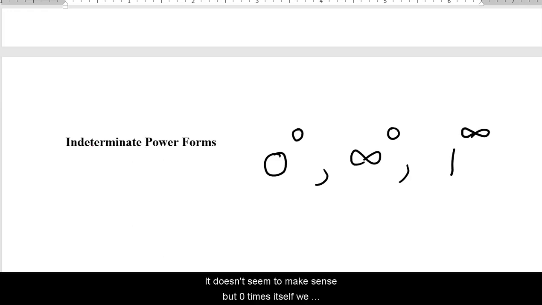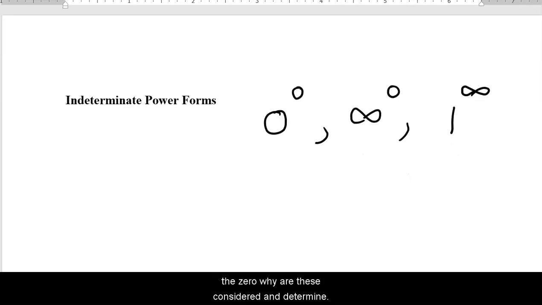It doesn't seem to make sense, but 0 times itself infinitely often is still 0. Unfortunately, 1 times itself infinitely often is not necessarily 1. In other words, if you have any magnitude at all, multiplying it by itself an infinite number of times can cause something bizarre to happen. What about the 0 forms? 0 to the 0 and infinity to the 0. Why are these considered indeterminate?